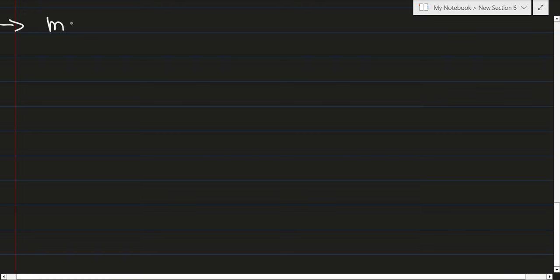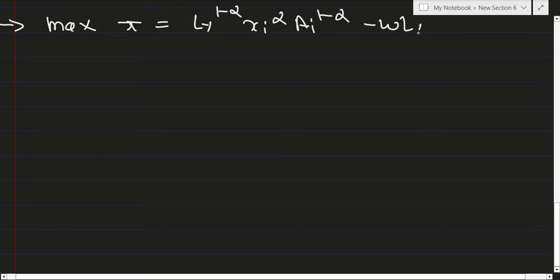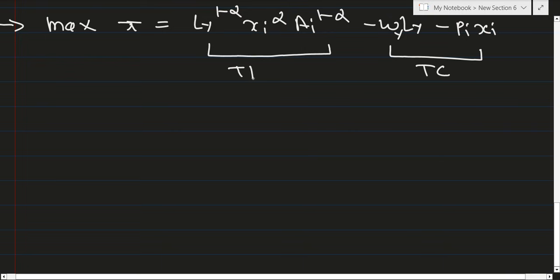So we maximize profit pi equals Ly to the power 1 minus alpha, xi to the power alpha, ai to the power 1 minus alpha. We are normalizing price to 1. That is the basic assumption. Minus w into Ly, make it wy, wages for labor engaged in production of final output, minus pi, price of capital good, into xi. These are the cost, that is TC, total cost, and this is total revenue. Basic framework of profit maximization.